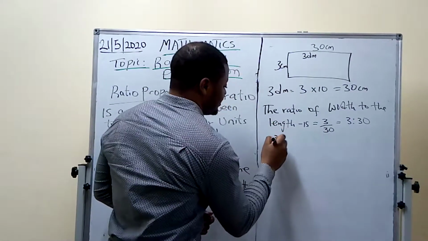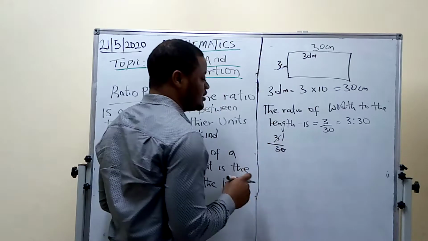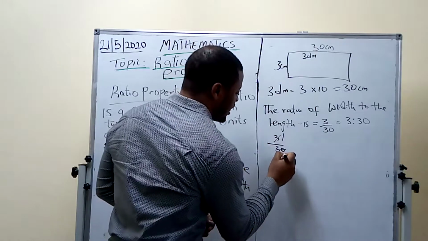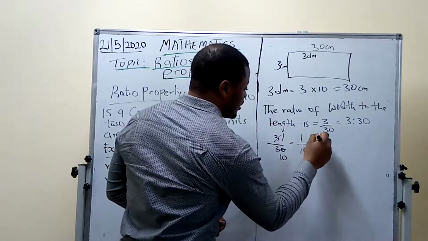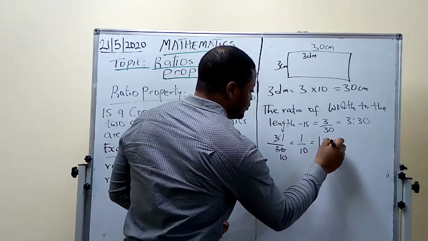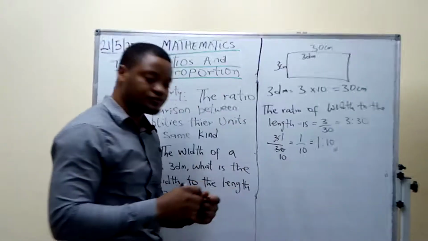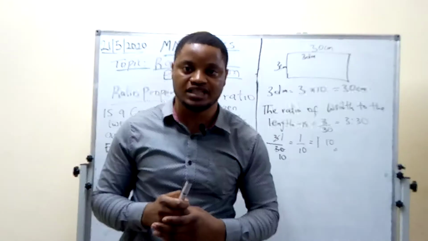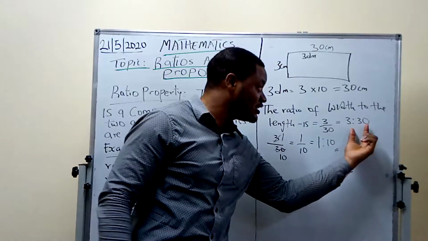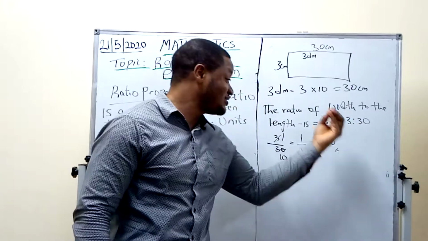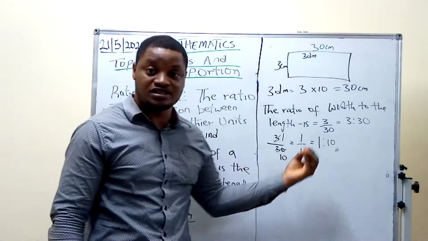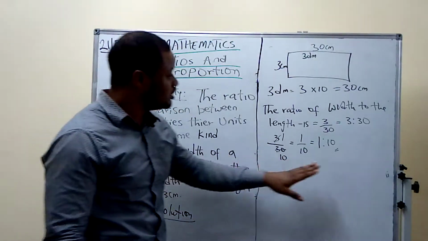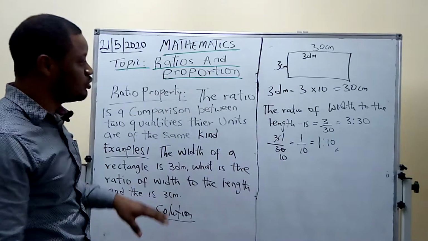3/30. How many 3s can we find in 30? We have 10. So 1/10. Our final answer is 1:10. You don't have to leave the answer at this, because you can still divide the fraction into the smallest fraction. So this is for the word problem.